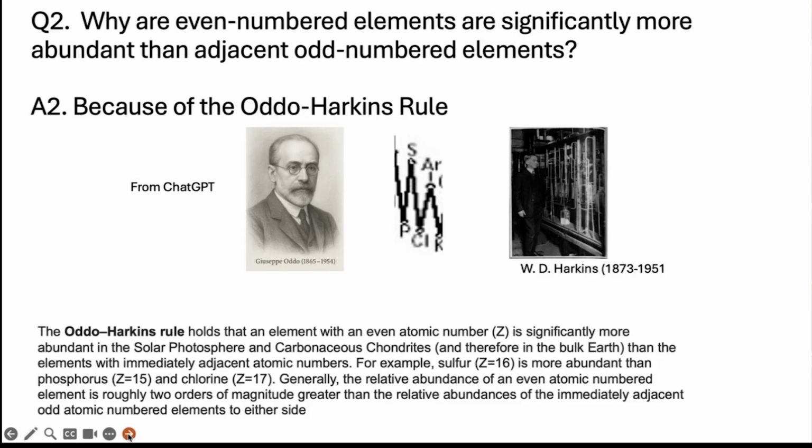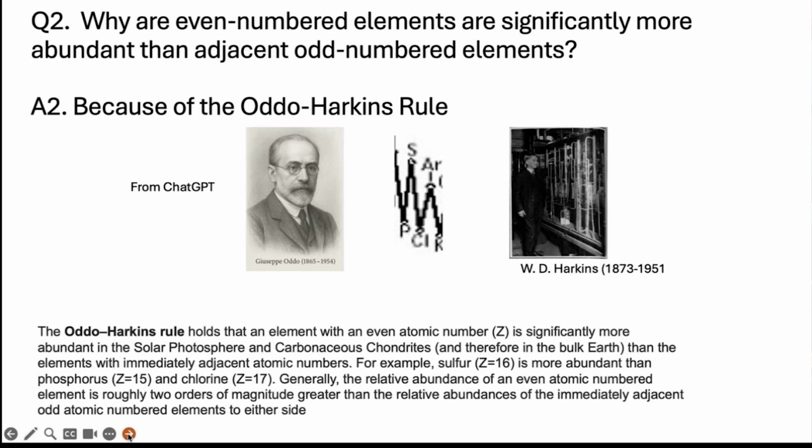So for example, sulfur, Z of 16, is more abundant than phosphorus, Z of 15, and chlorine, Z of 17. Generally speaking, the relative abundance of an even-numbered element is roughly 2 orders of magnitude greater than the relative abundance of the immediately adjacent odd-numbered element. Okay? So that makes you go, okay, so we've got lots of the even-numbered elements and not so many of the odd numbers. Not true, because the chemistry that Matt's going to start talking about very soon throws all of this into a cocked hat.